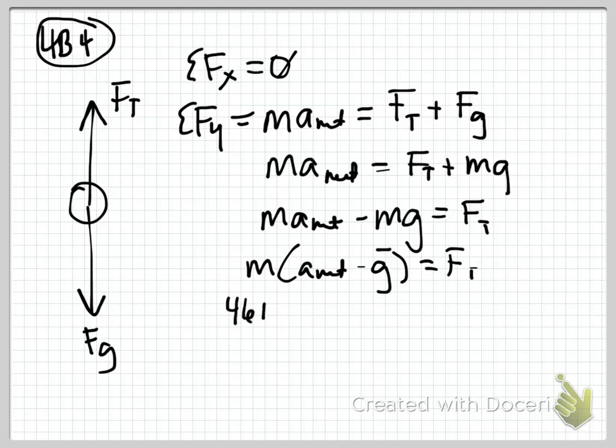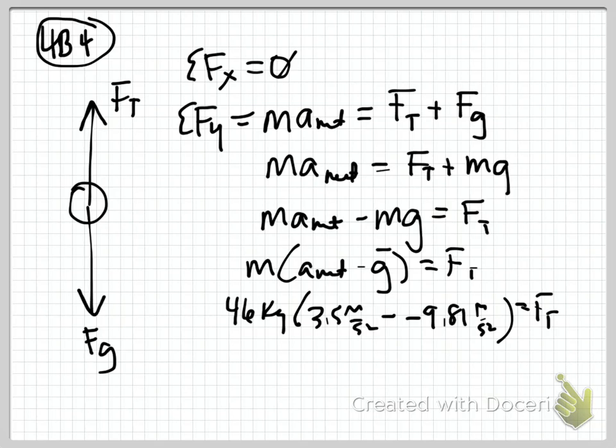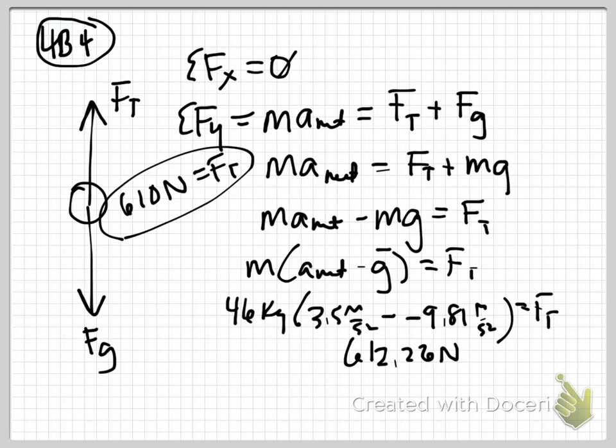We have our 46 kilograms, 3.5 meters per second squared minus, and that's a negative 9.81 meters per second squared, gives us our force of tension. We have a raw answer of 612.26 newtons, and with sig figs we get 610 newtons is equal to the force of tension in that cable.